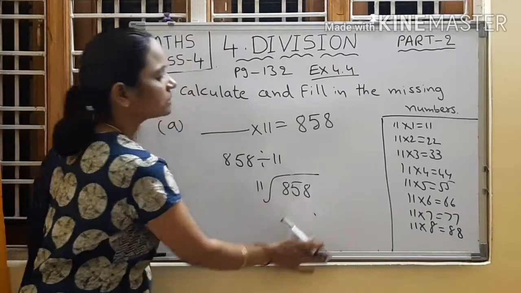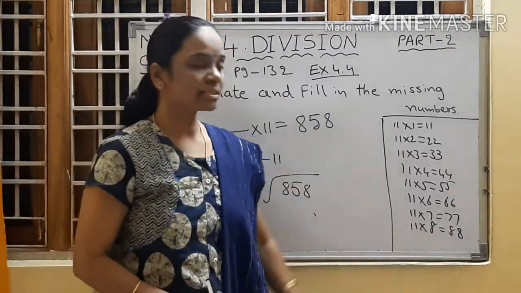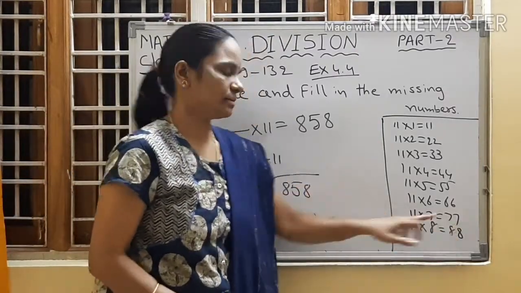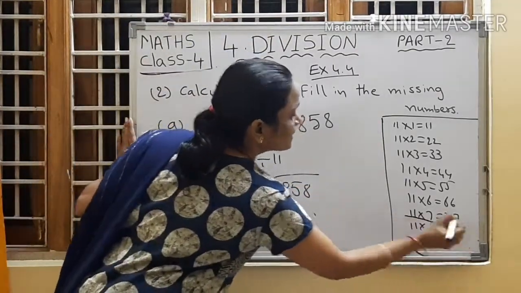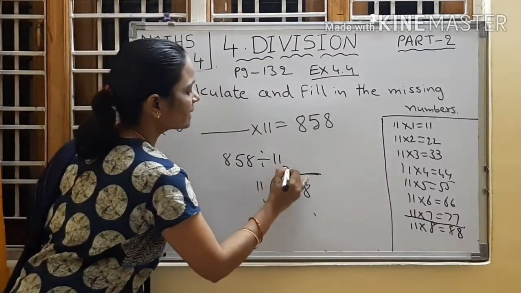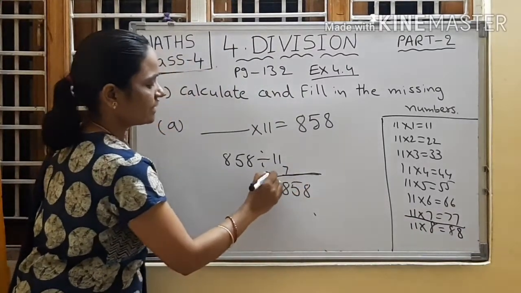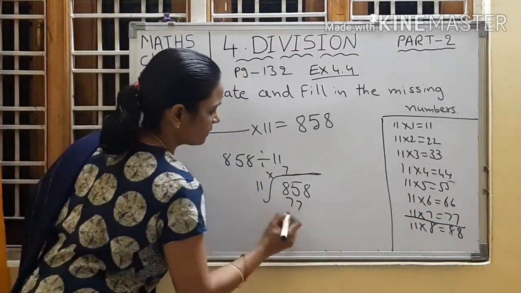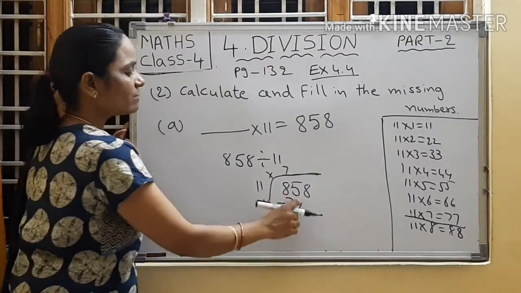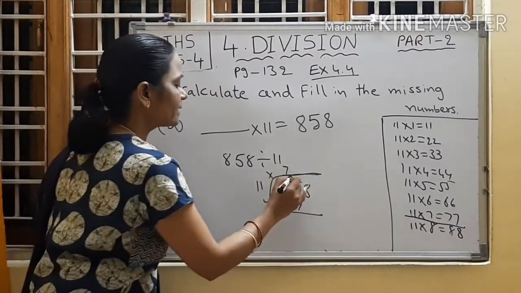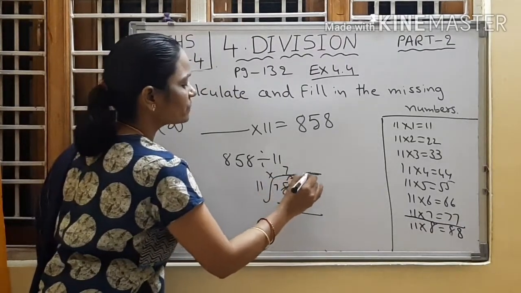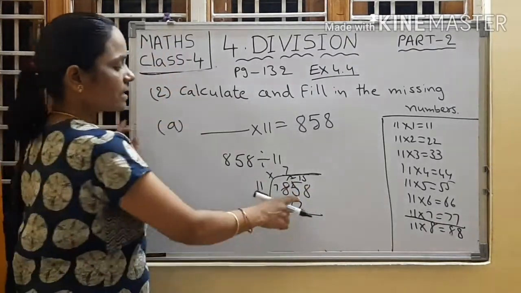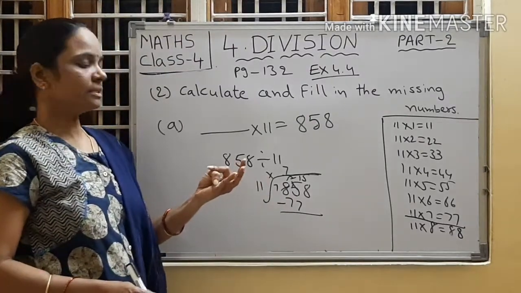So what I have to do? I have to take the nearest and smallest number. What is the nearest and smallest number to 88? 77. How many times? 11 sevens are 77. So up, write down 7. 11 into 7, 11 sevens are how much? 77. Down, write down 77. Okay? Now 5 minus 7 can be? No. Borrow from 8. 8 becomes 7. 5 becomes 15. 15 minus 7 how much? 8.